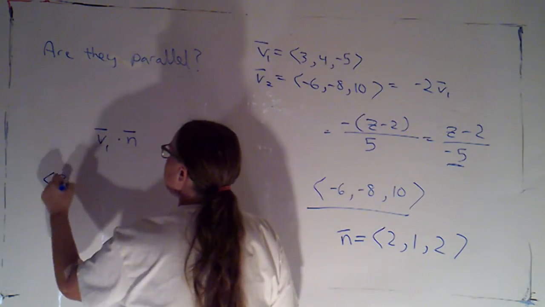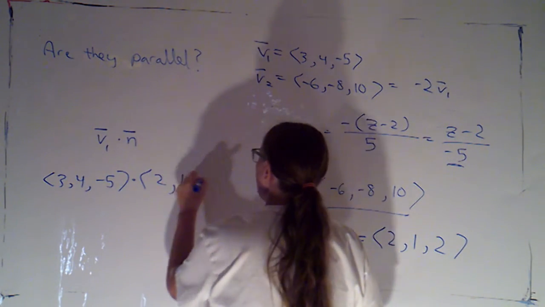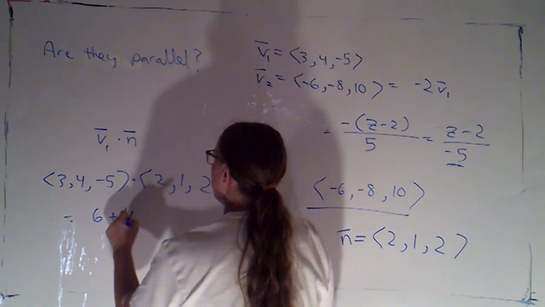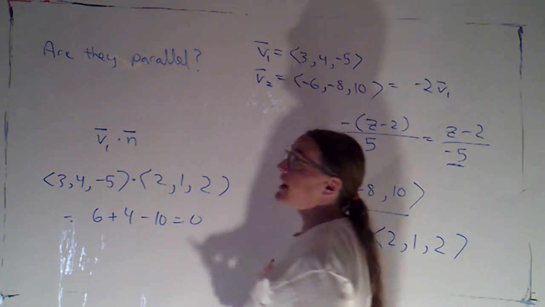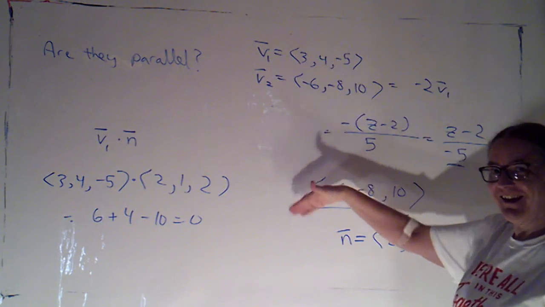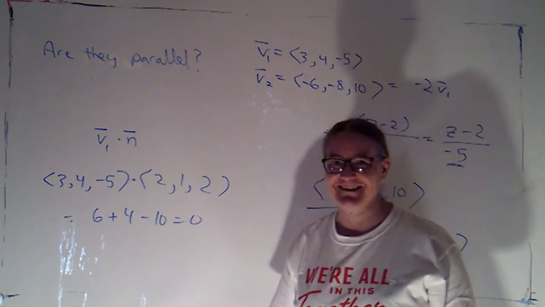Okay, so let's check that. So that's 3, 4, negative 5, and we're dotting that with 2, 1, 2. So let's see, that's going to be 6 plus 4 minus 10, that is 0. So yes, both lines are parallel to the plane. So the two lines were parallel, and the plane was parallel, but for slightly different reasons.